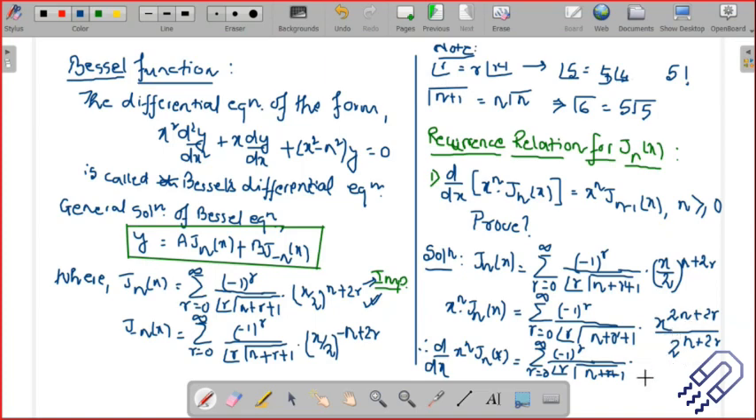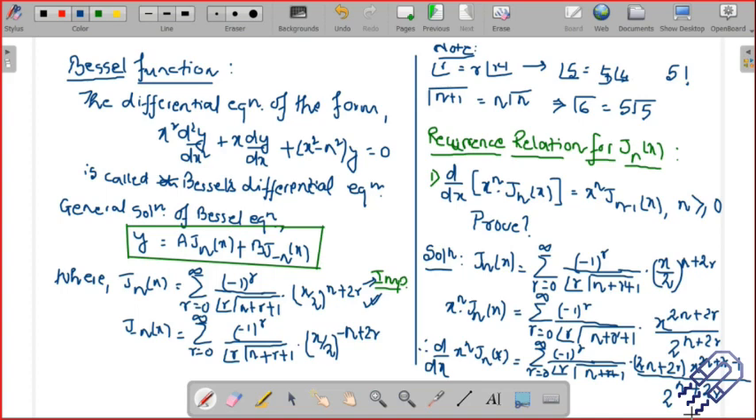And then we can differentiate this. So d/dx of this, so that means x to the power n minus 1. So you can simply write it down as 2n plus 2r, x to the power 2n plus 2r minus 1, right? And x to the power n minus 1 divided by n plus 2r. So 2 to the power.